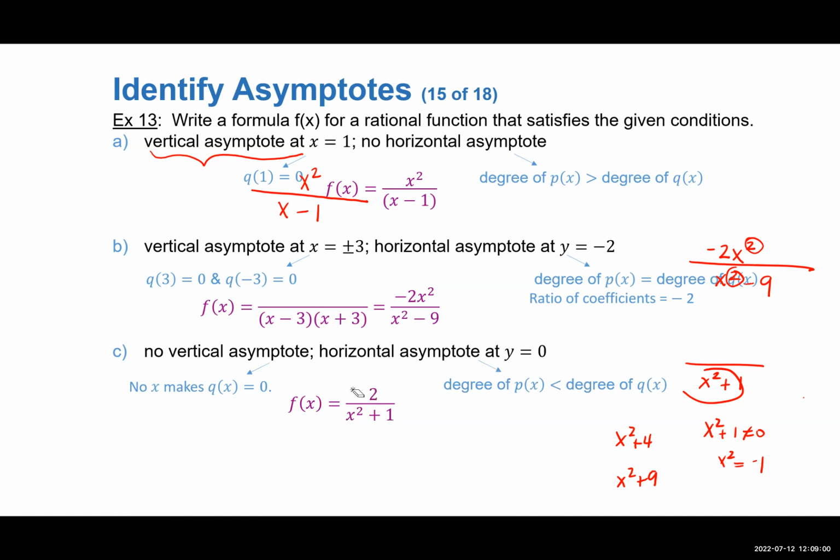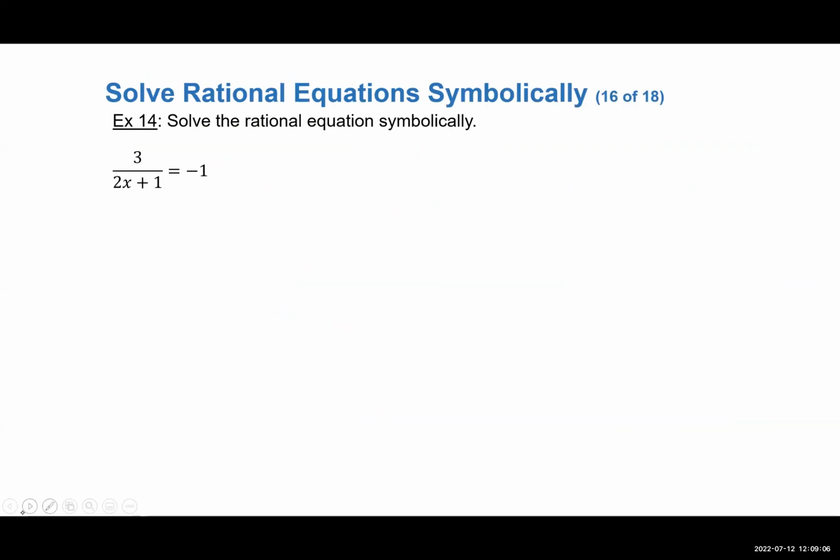So you can put x or you can put a whole number. Either way, the degree is less than the denominator. Okay. And this is our last example before we get into the application problems, I believe.